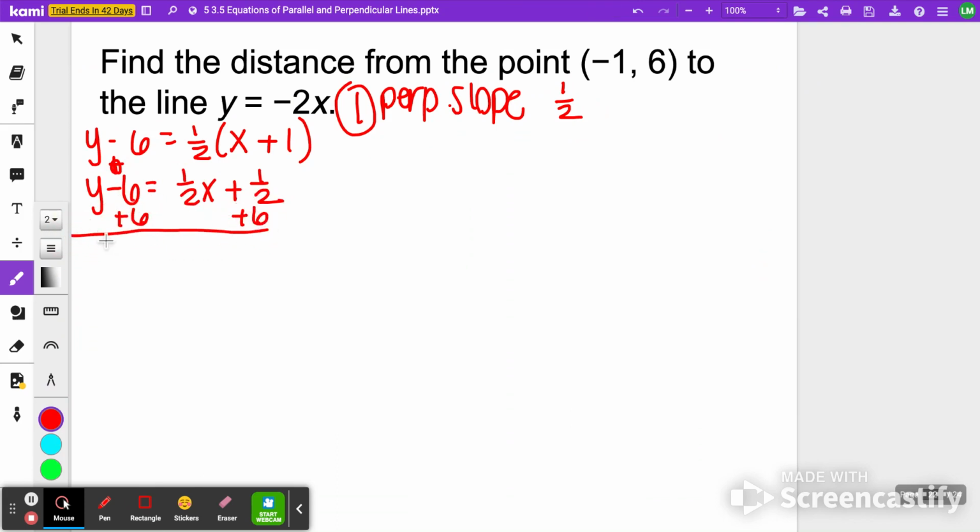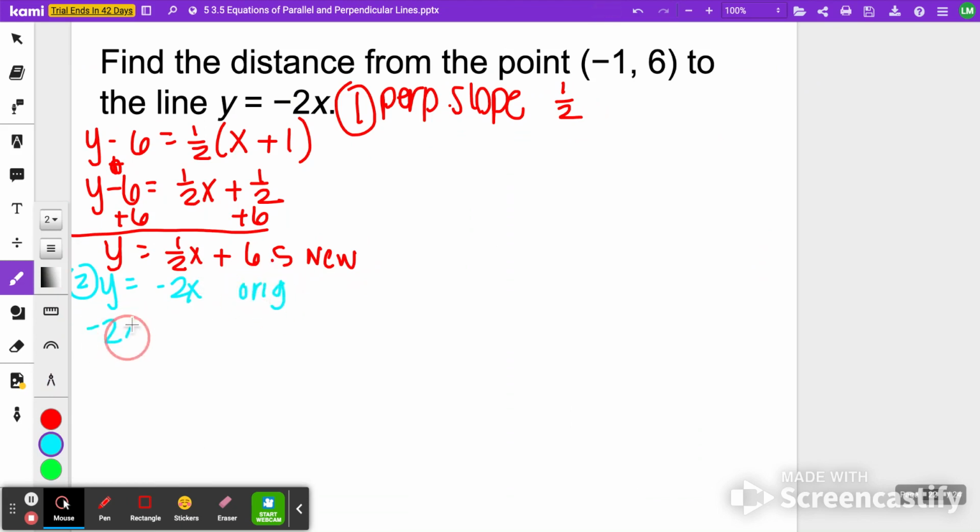Okay, now I am going to get a fraction here, 6.5 or 13/2. Or you could even make it to be 6.5. I'm going to do something kind of a little crazy with that. Okay, so that's my new equation. Now I'm moving into step 2, which is using my original equation of y is equal to negative 2x and setting it equal to my new one. So negative 2x is equal to 1/2 x plus 6.5.